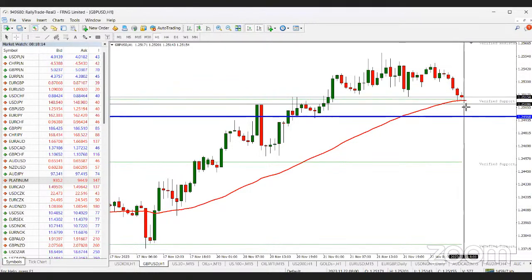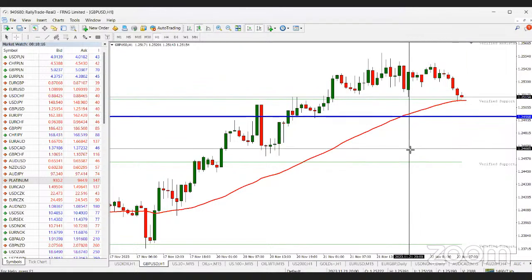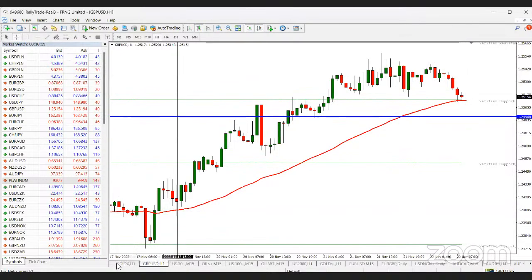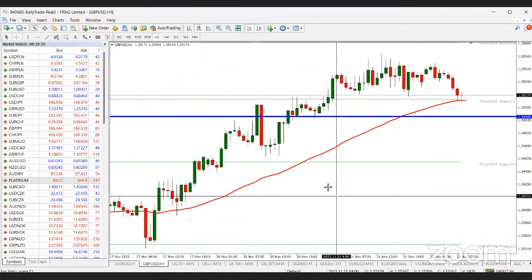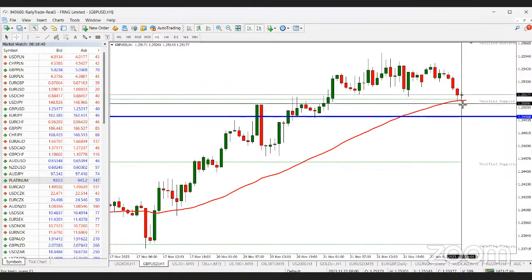But if price can break this 50-period moving average, then we expect a further sell. Because if you notice, even the dollar index is close to a resistance point. Yes, the dollar index is currently trading bullish, but it's around the resistance, and so it could mean that from this place price could head back down. But if the dollar index breaks this resistance, then it's very possible that GBP USD will break the support, and by that support I mean this verified support or this 50-period moving average.